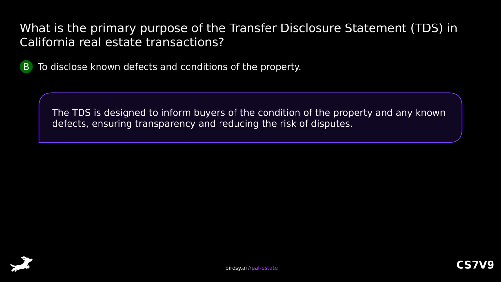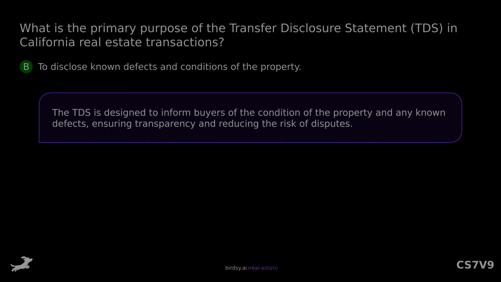The TDS is designed to inform buyers of the condition of the property and any known defects, ensuring transparency and reducing the risk of disputes.